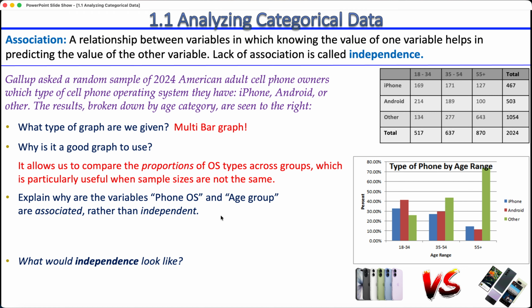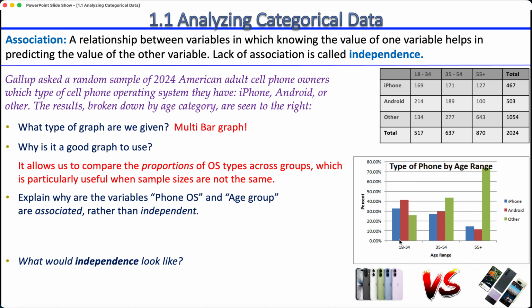So if I say explain why the variables phone operating system and age group are associated rather than independent. Remember, association just means if I know something about one of the variables, I can comment on the other. So for example, if I know that someone is in the age range 55 plus, I know their age group. Does that tell me something about the other variable, the phone operating system? Absolutely it does. What does that tell me? That tells me that old people are probably not going to be dealing with things like iOS and Android. To be honest, they're probably not using smartphones as much, so they have different operating systems for their phones. And you can see that reflected in the much larger green bar of other.